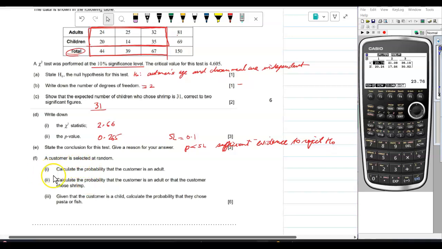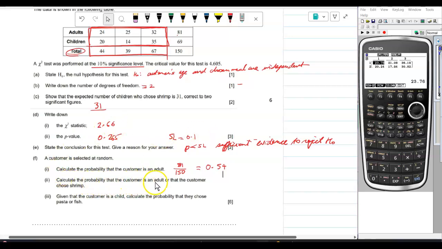Okay. Now, calculate the probability the customer is an adult. How many adults are there? 81 out of a total of 150. Calculate the probability. It can't be 5 point something, it should be like 0.5. Yeah, three significant figures. Okay, fine then.